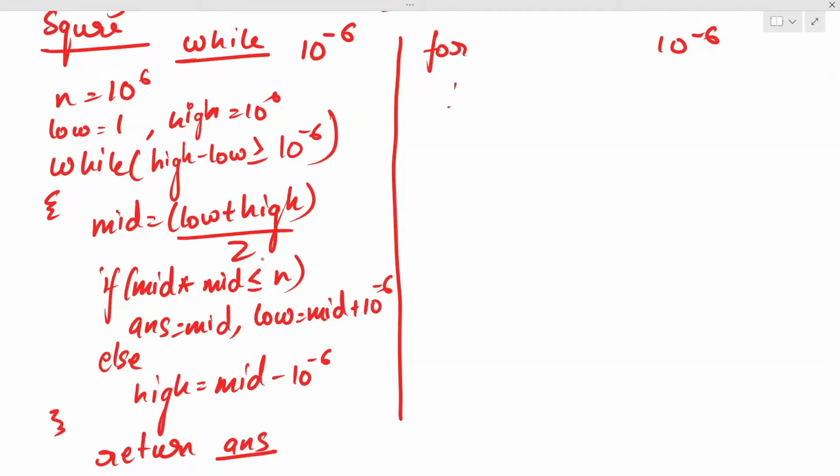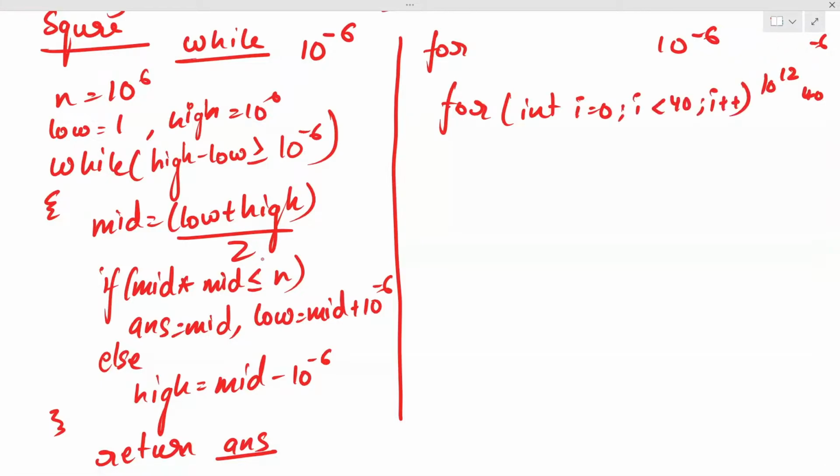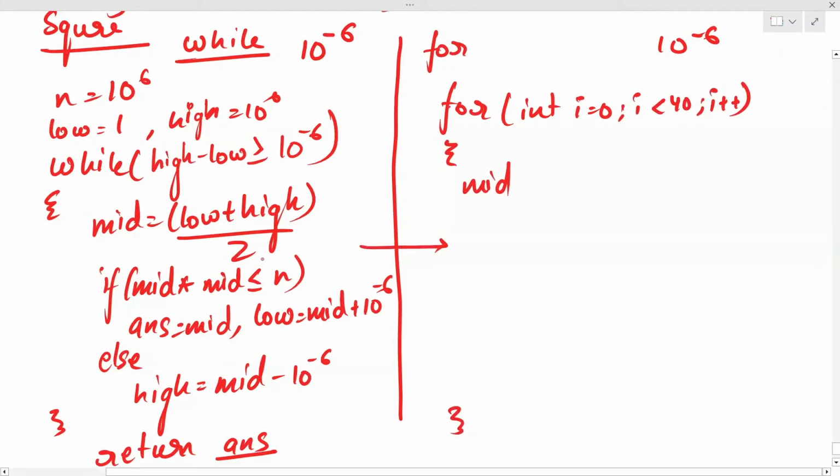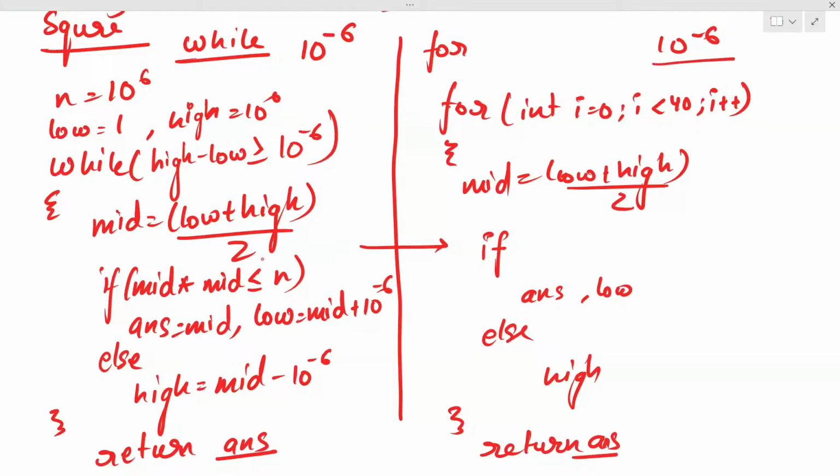Now doing the same thing using for, for int i equals 0, now from 10 to the power 6, I have to go to 10 to the power minus 6. So this is 10 to the power 12. So this is nearly equal to 40 iterations. So I'll say i is less than or equal to 40, i plus plus. Now I'll do the same thing, whatever you have done here, copy the same thing here. Find mid, which is nothing but low plus high by 2, check the same if condition here, update your answer and low here, then write else and high here, and finally you can return your answer here. So this also guarantees that your answer is of precision at least 10 to the power minus 6. But this doesn't depend on some decimal value, some floating point value. Do you get my point now?